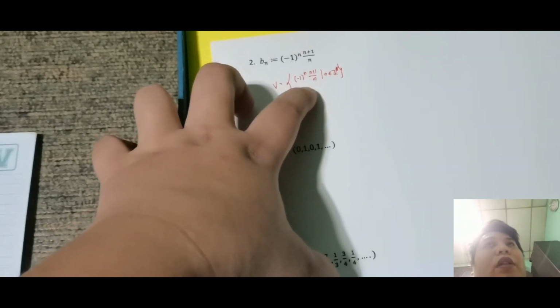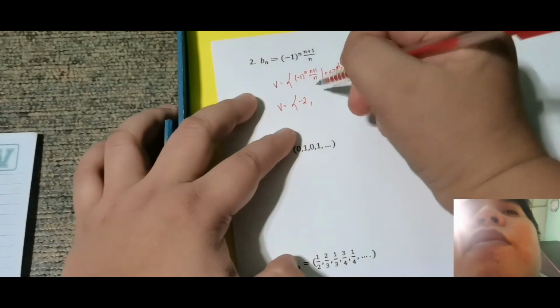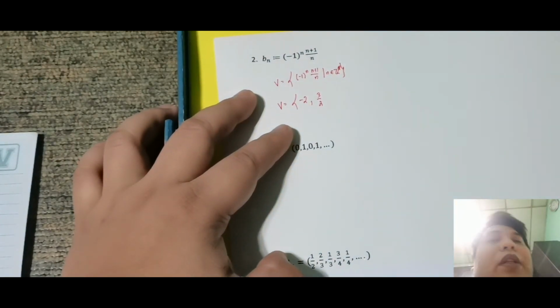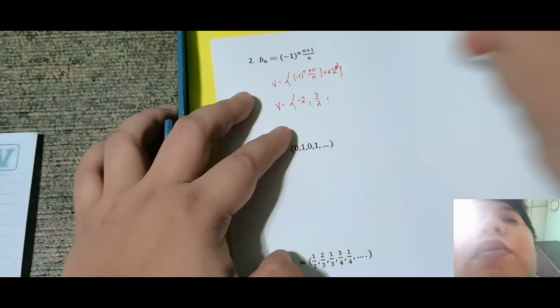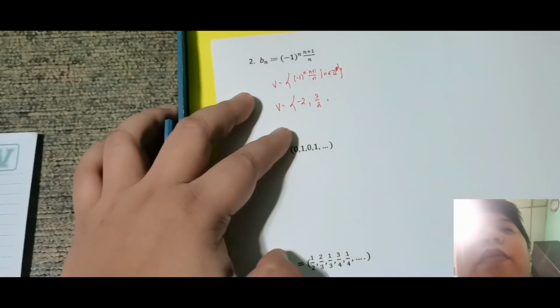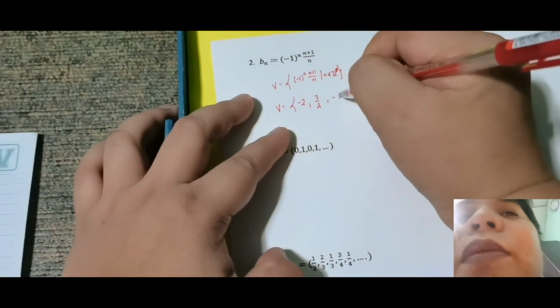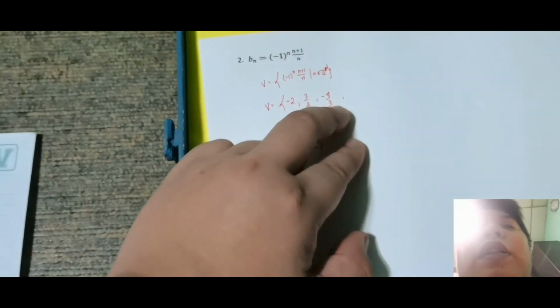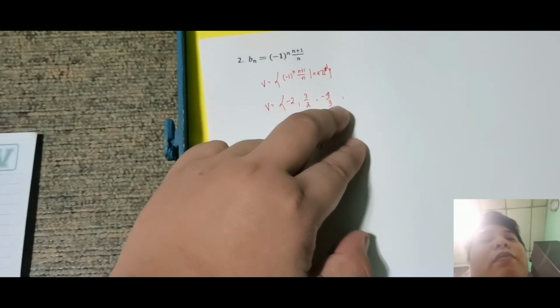For n equal to 2, that is positive, 1 plus 1 over 2, that is 3 over 2. Then next, for n equal to 3, that is negative, 3 plus 1 over 3, that is 4 over 3, so negative 4 over 3. For n equal to 4, that is positive 5 over 4.